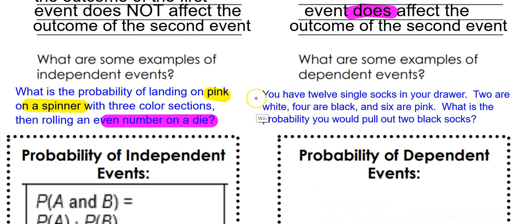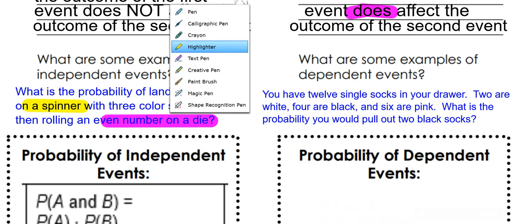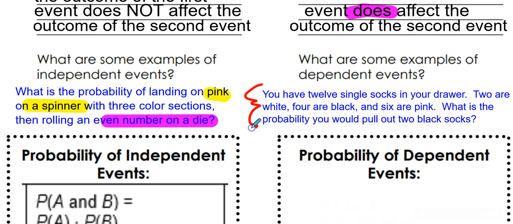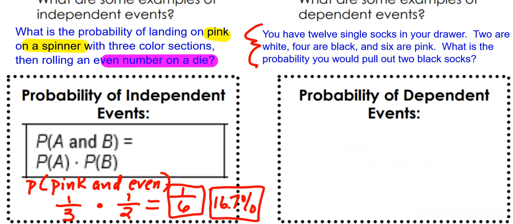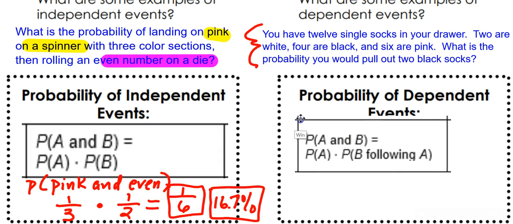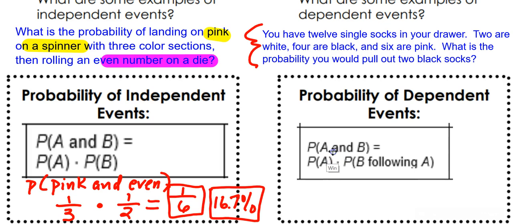So go ahead and copy down this example here as we do it together. So we're going to copy this down. And then we're going to talk about the formula for finding the probability of dependent events. So the probability for this would be, you're going to find the probability of A and B, but this time you find the probability of the first event, which would be the first sock, and then you're going to find the probability of the second event after what you've done for problem A, or event A. That may seem a little confusing now, but it'll make sense when we get to it. All right, so now that you've copied down the problem, you've copied down the formula, let's look at it.